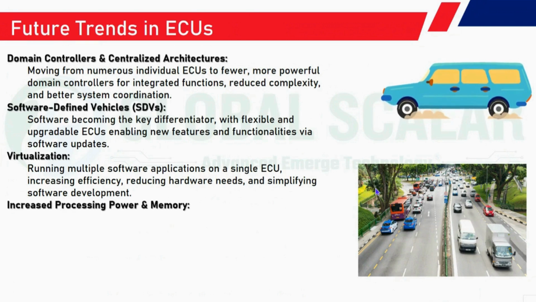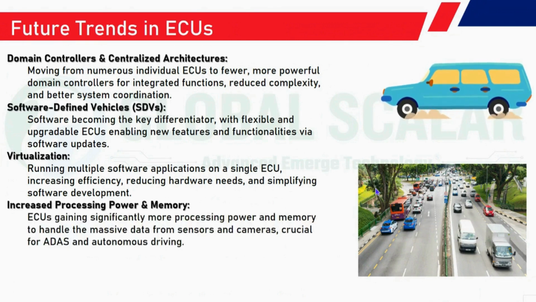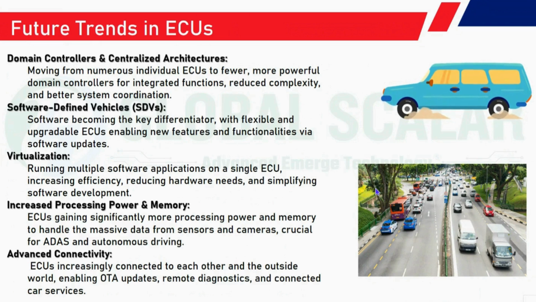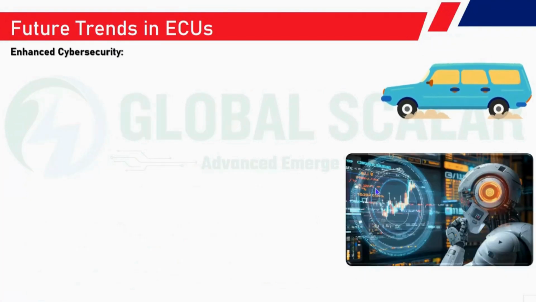And next, increased processing power and memory. The ECU gains significantly more processing power and memory to handle the massive data from the sensors, the cameras, and some of the other sensors involved in ADAS and autonomous driving vehicles. Advanced connectivity, so the ECUs increase their connectivity to each other and to the outside world, enabling over-the-air feature updates, remote diagnostics, and connected car services.